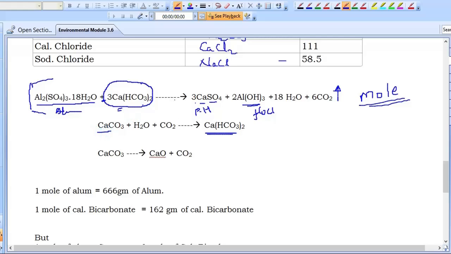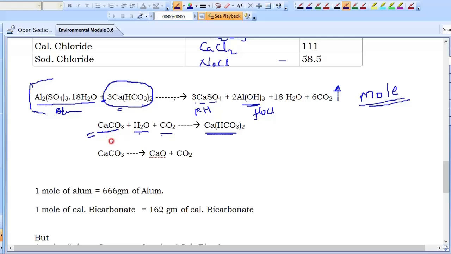We need to take calcium carbonate, add water to that, and blow CO2, carbon dioxide. Then we will get Ca(HCO3)2. That means 1 mole of calcium carbonate mixed with 1 mole of water and 1 mole of CO2 gives 1 mole of calcium bicarbonate. Understood?